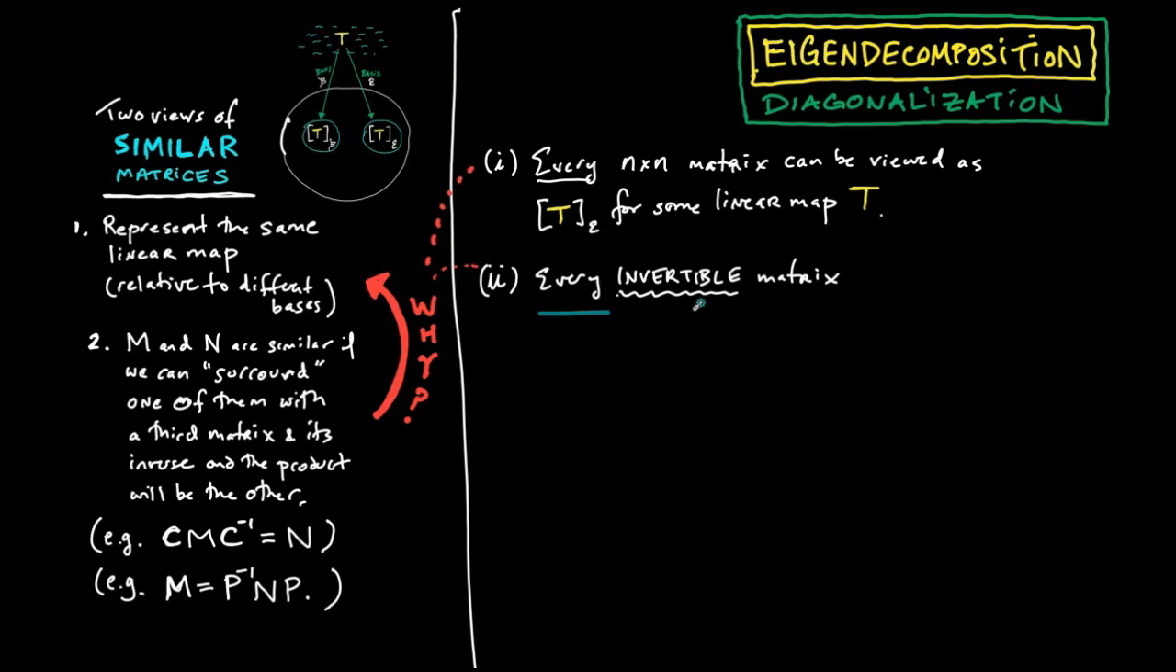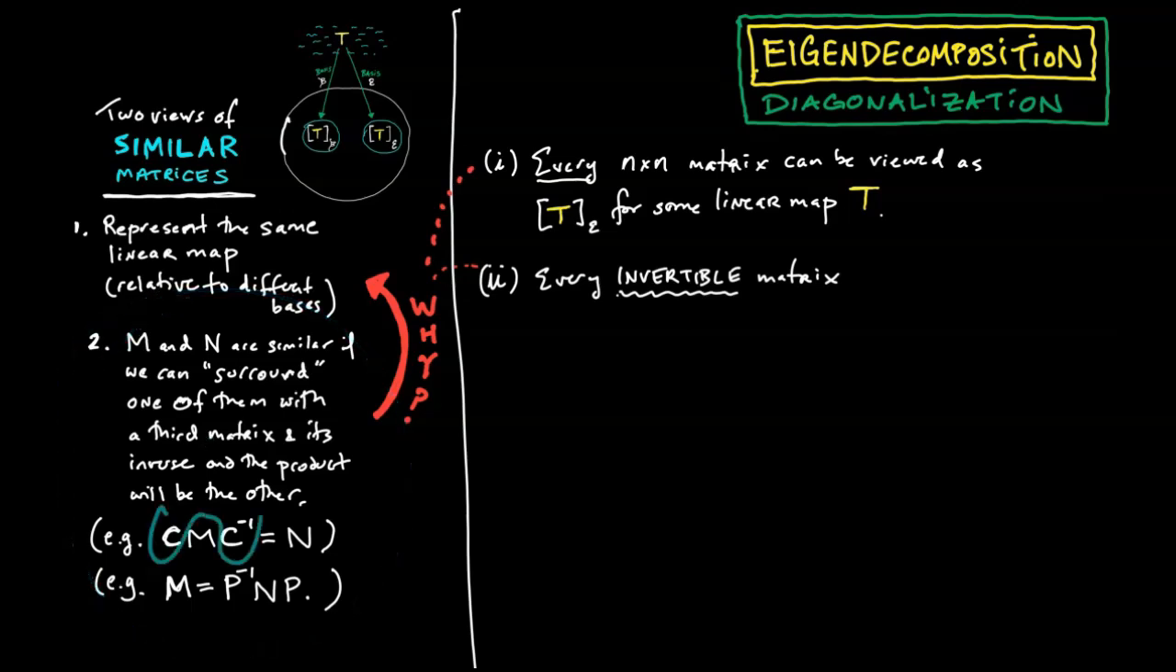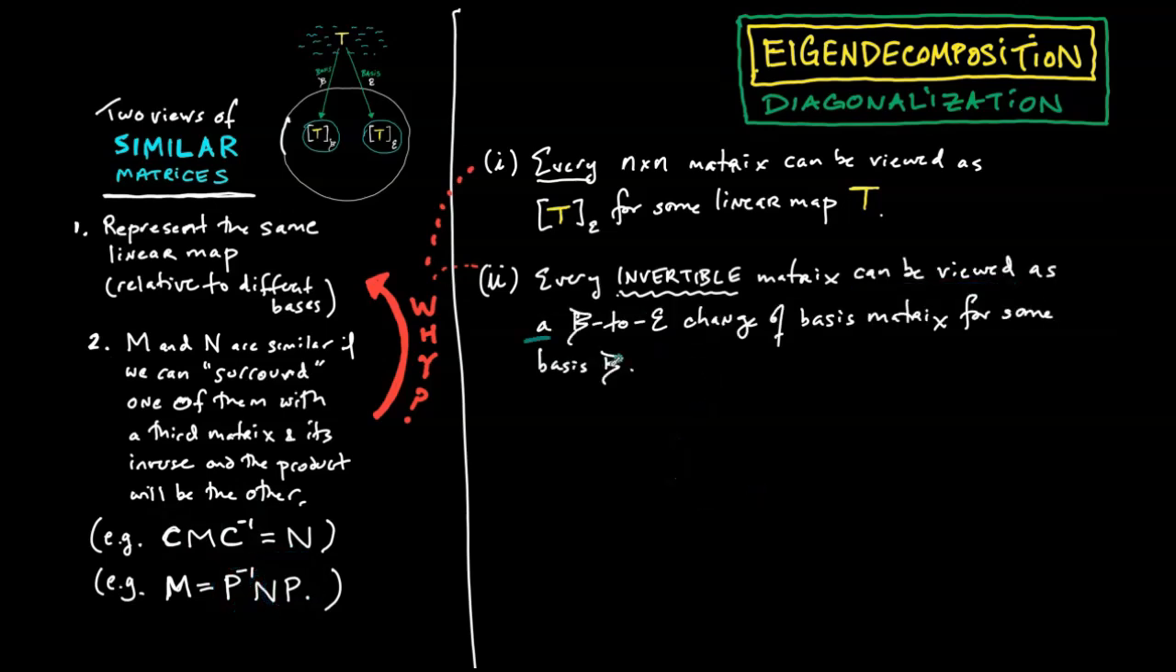Well, this is going to be a statement about every invertible matrix. Maybe not a surprise that we're going to talk about such things, since our algebraic condition for similarity involves a matrix and its inverse. But anyway, every invertible matrix can be viewed as a B to E change of basis matrix for some basis B. Now, why is that so? Well, a numerical example will help.